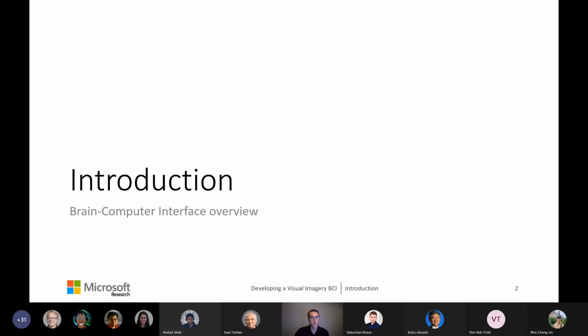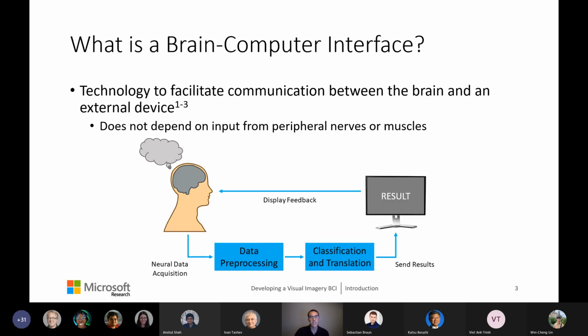So first off, starting with a little bit of background into this research area, I'd like to ask the question first of what exactly is a brain-computer interface? In its simplest terms, a BCI is a technology to facilitate communication between the brain and an external device. Importantly, this communication does not depend on any inputs from peripheral nerves or muscles. It's just a direct communication between the brain and the device.